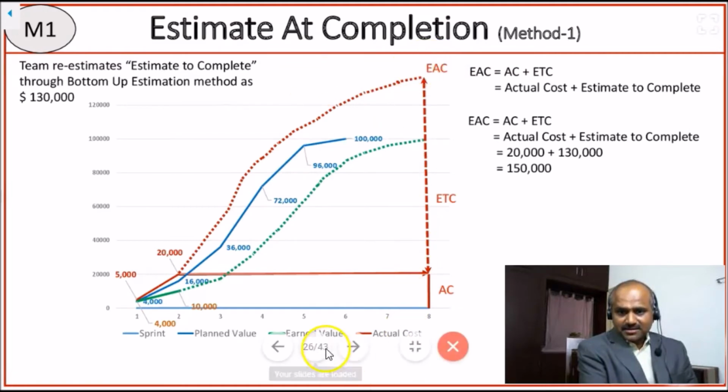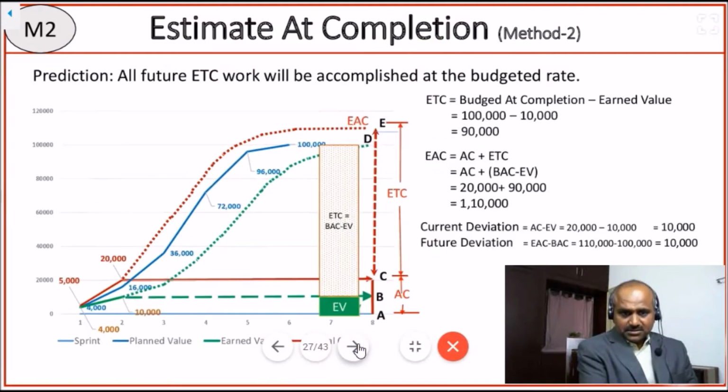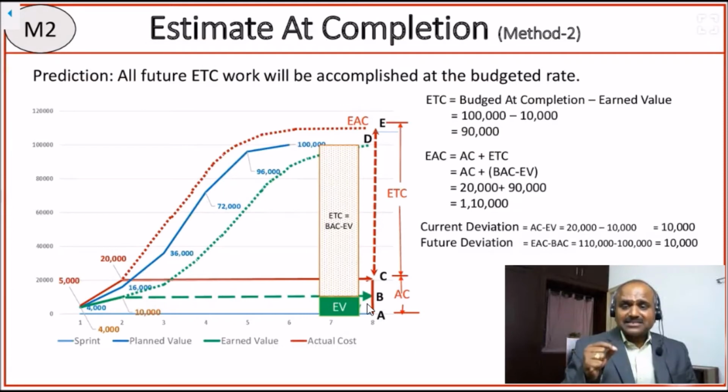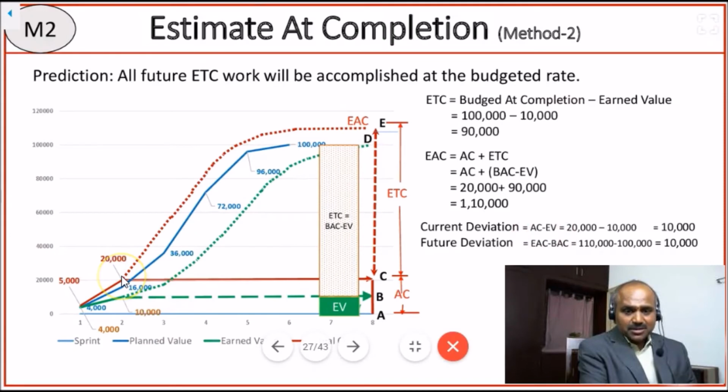So this is the first method. The second method is, we assume that all future estimate to complete work will be accomplished at the budget rate. For example, boss, what has happened has happened. I know there is a current deviation of $10,000, which is actual cost minus earned value. Actual cost is the amount I spent out of my pocket. Earned value is the amount of money I achieved or completed. My earned value is $10,000, my actual cost is $20,000. So my current deviation is $10,000.